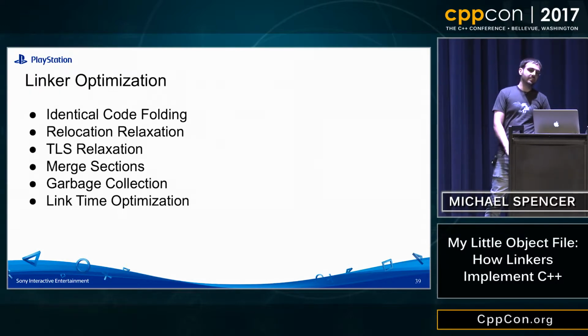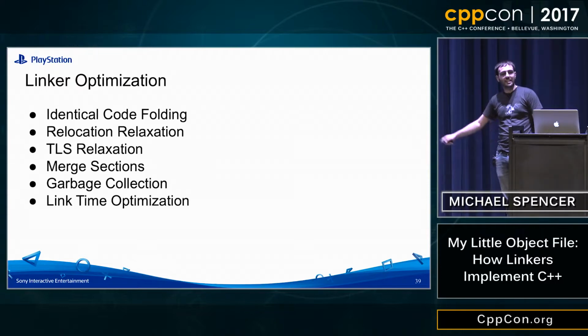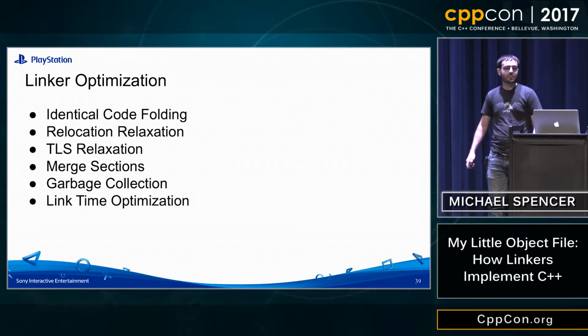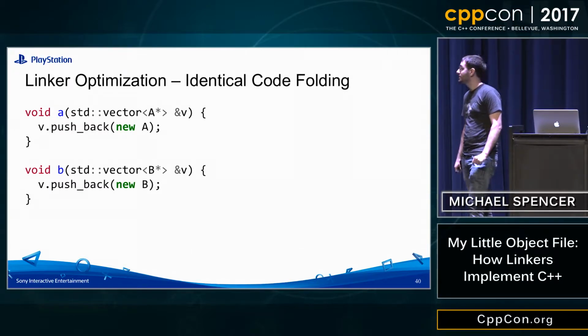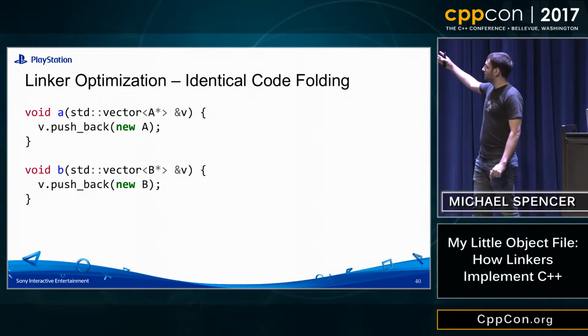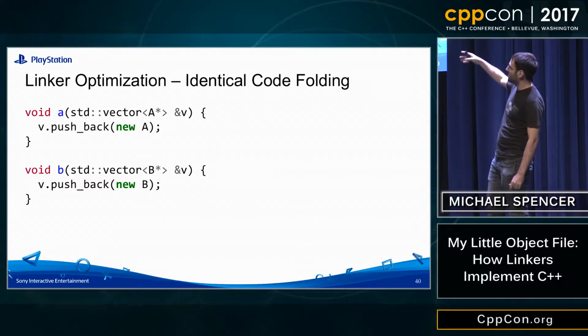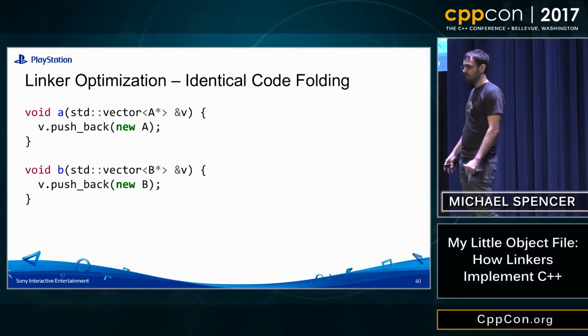While you're doing all that, there's a bunch of linker optimizations you can do: ICF, or identical code folding, relaxation, and some others. So let's take a look at ICF. You've got these two functions. Let's assume that A and B have the same size and have trivial constructors. This code is probably going to look the same.